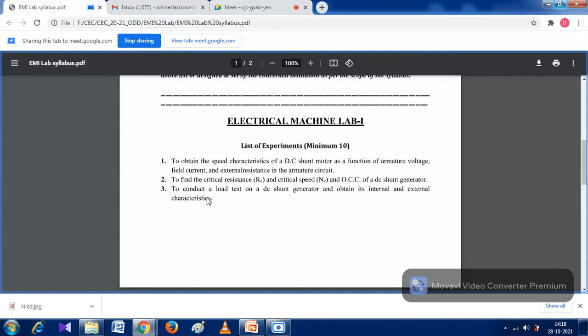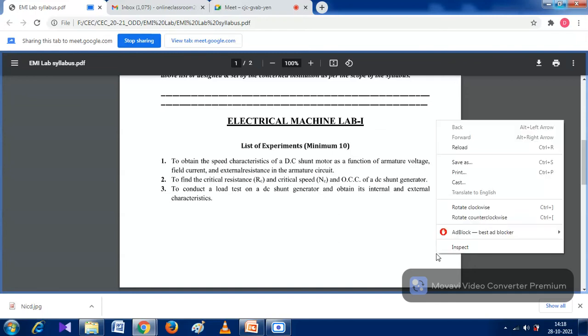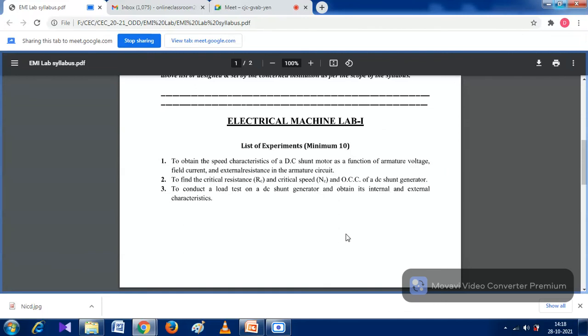Today we are doing experiment number two. We are not actually performing it because it is an online class, so we have to see how to do that. Experiment number two is to find the critical resistance, the critical speed and the OCC of a DC shunt generator.